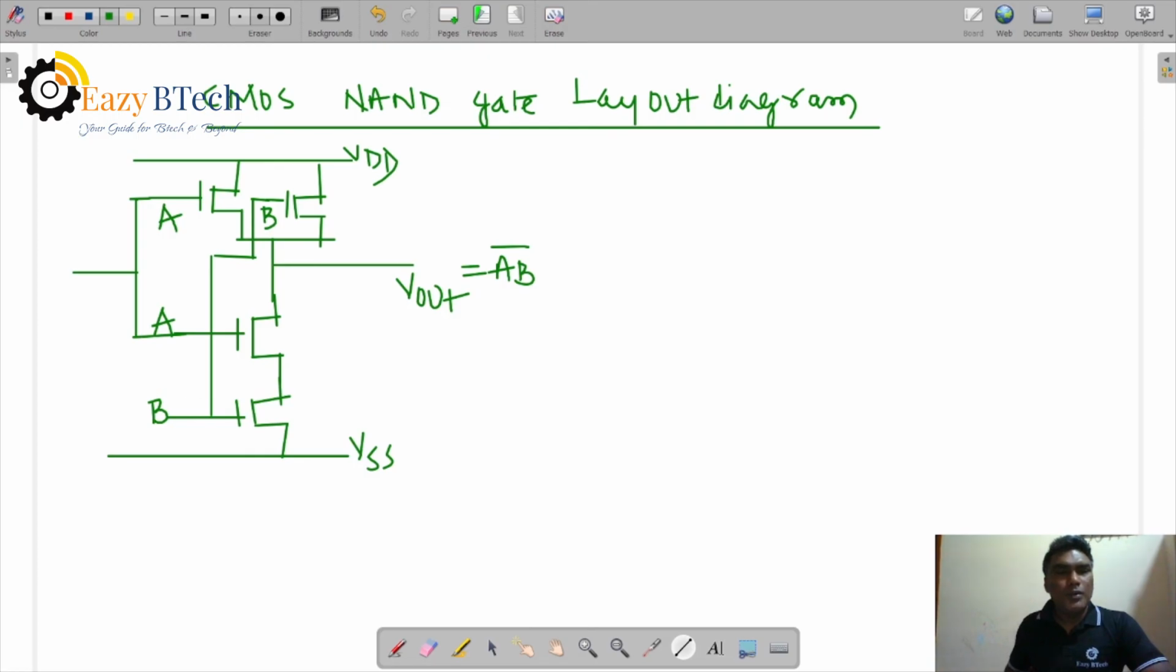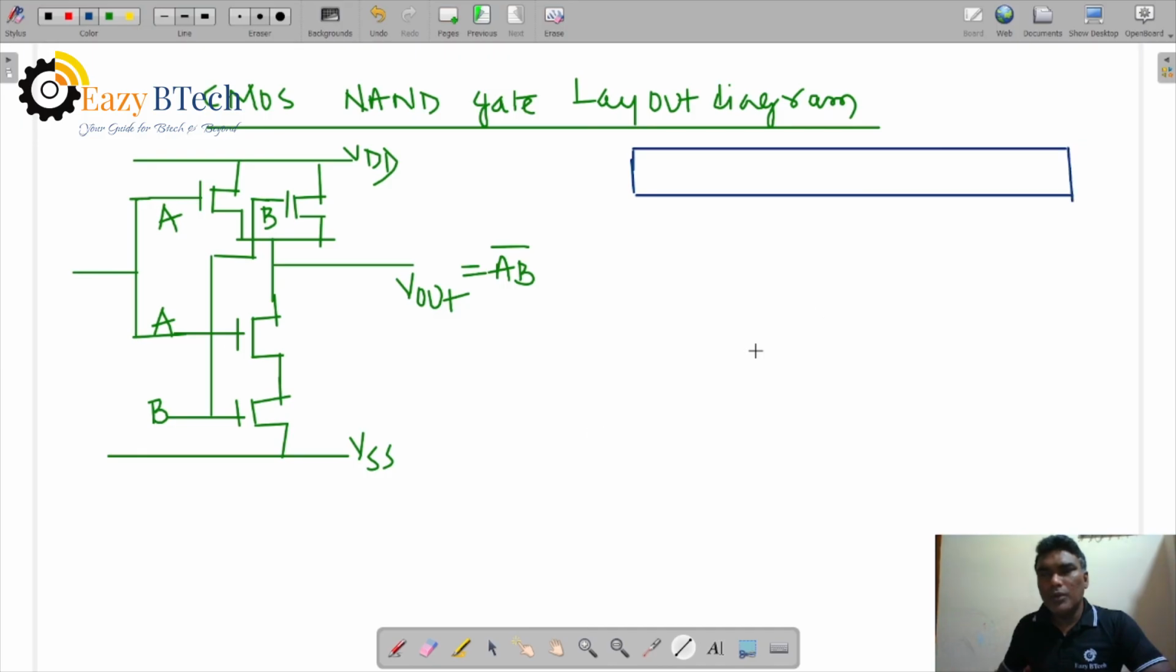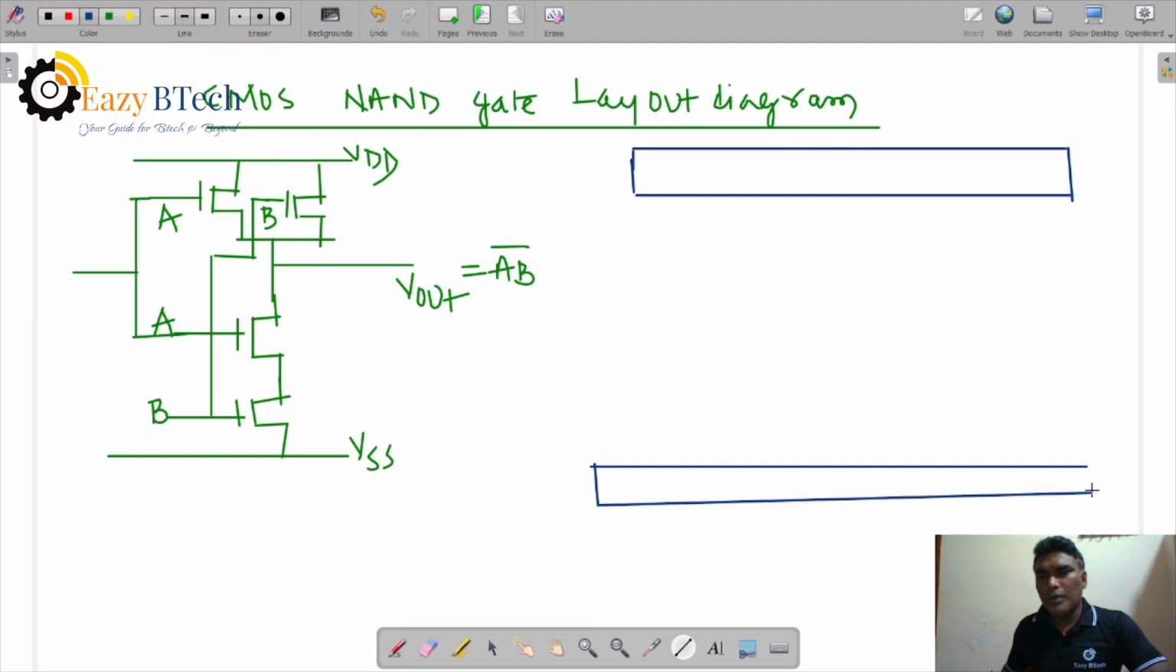A is the input terminal, so two inputs are here. Let us see this one in the layout diagram. The layout diagrams have metal 2 here, metal 2, right? Afterwards we have a bubble across the gate terminal.